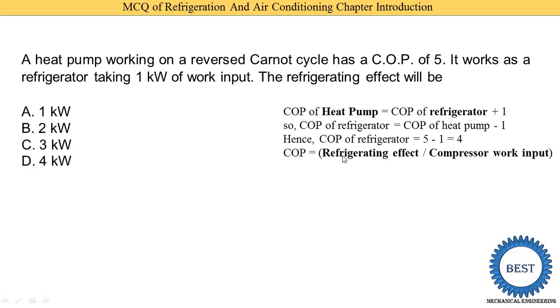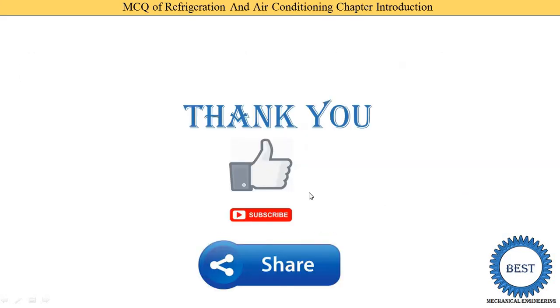And the COP equation is refrigerating effect divided by compressor work input. It works as a refrigerator, taking 1 kilowatt of work input. So refrigerating effect is equal to COP into work input. COP is 4, work input is 1. So 4 into 1, refrigerating effect is equal to 4 kilowatts. So option D is the correct answer, 4 kilowatts.